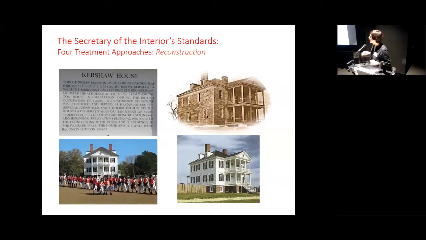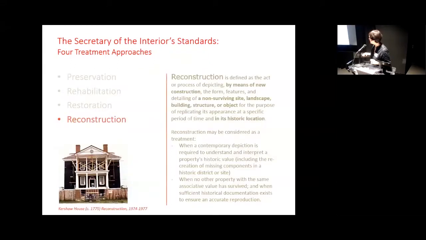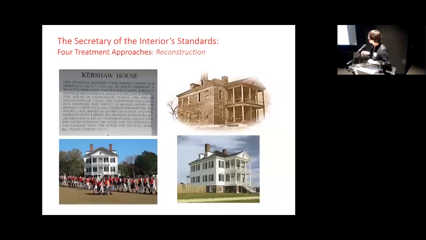So you can see that the reconstruction happened in the 1970s, 74 to 77. This is a Revolutionary War site, and it's right around the time of the bicentennial. So clearly you can see why there was this interest in reconstructing it. Presumably they had enough information. They had some historic photographs. They knew about other houses of the period.